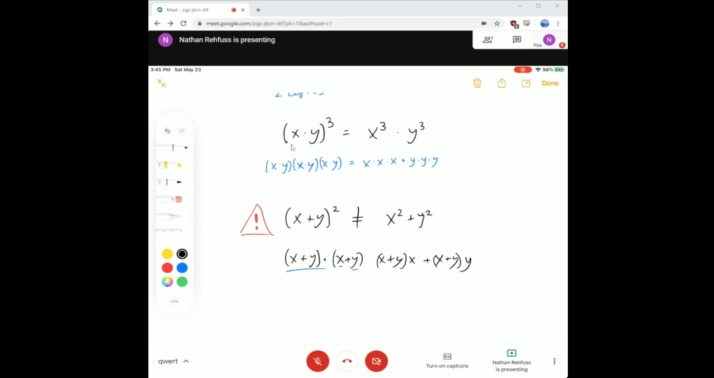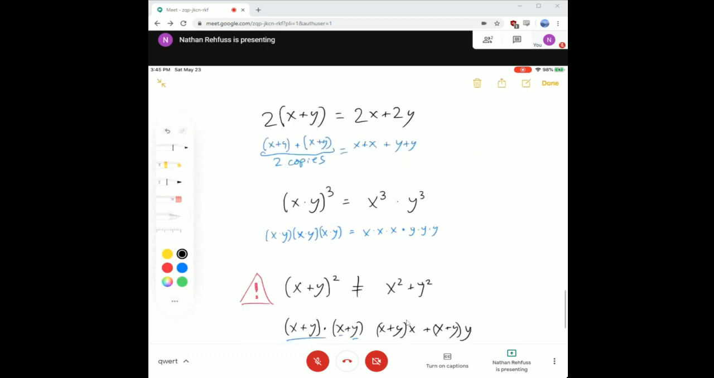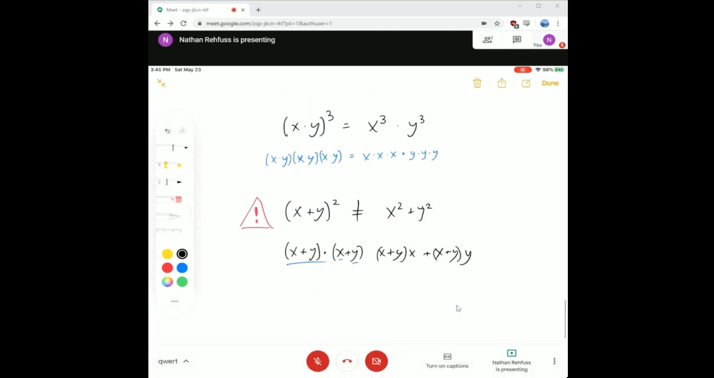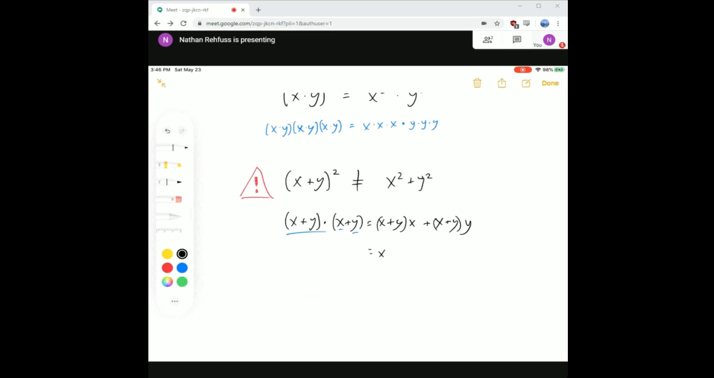When I said I could distribute anything to this x plus y, 2 times x plus y is 2x plus 2y, I meant anything. In this case, the 2 is x plus y. So you see down here, it's like this x plus y took the place of that 2 from upstairs. Well, now I have x times x plus y, right? I'm going to distribute the x to the x plus y. So that's x times x plus x times y. And then over here, I'll distribute the y to the x plus y. So that's x times y plus y times y.